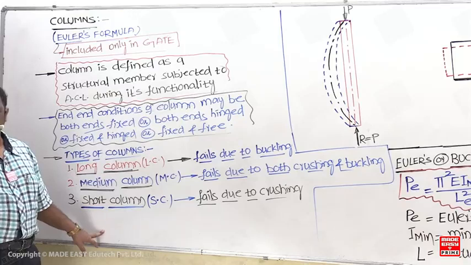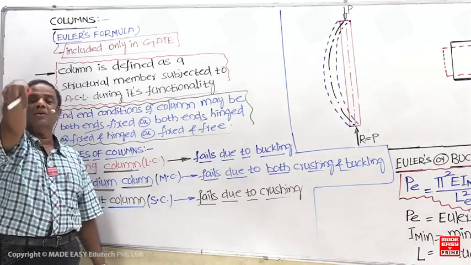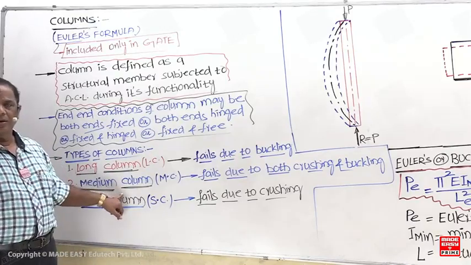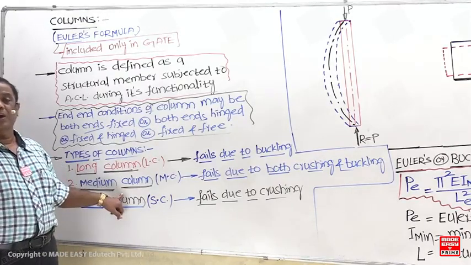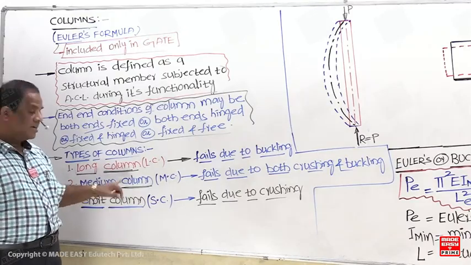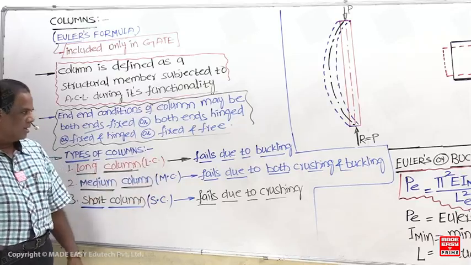Your IC engine piston is treated as a short column. The IC engine piston is subjected to gas load. Gas load is acting as axial compressive load. What about the connecting rod? The small end of the connecting rod is connected to the piston by means of a gudgeon pin. So the connecting rod is treated as a medium column. LC, MC and SC.